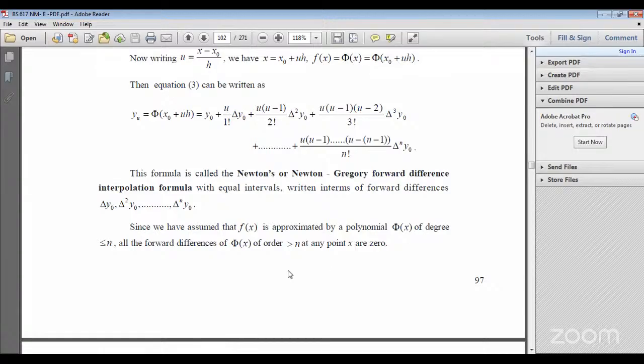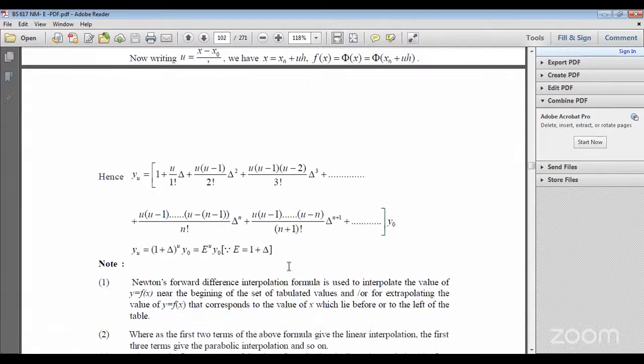All the forward differences of phi(x) of order greater than n at any point x0. So y_u is equal to 1 plus u by 1 factorial delta y, plus u(u minus 1) by 2 factorial delta square y, plus u(u minus 1)(u minus 2) by 3 factorial delta cube y, plus u(u minus 1)(u minus 2)(u minus 3) by 4 factorial delta to the power 4.